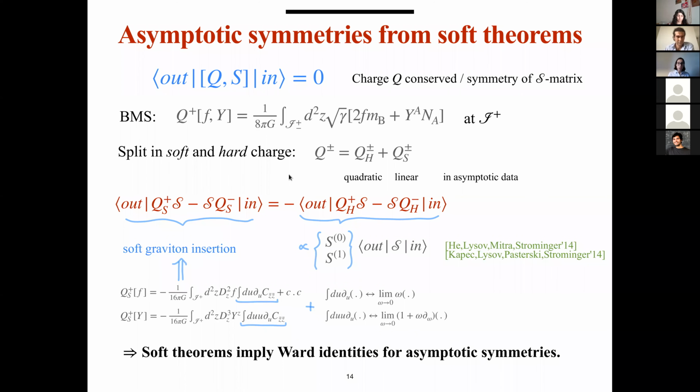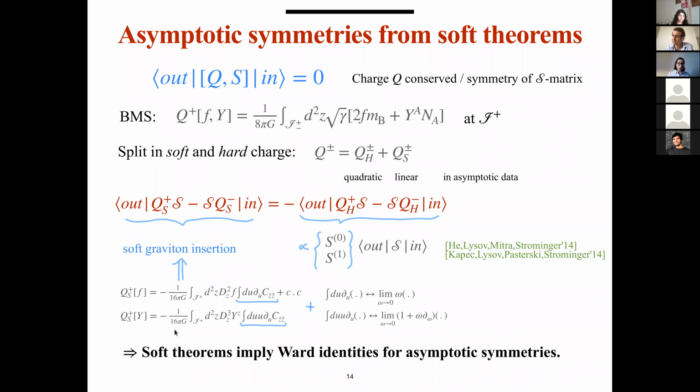And what we want to do, so we plug in this splitting into this commutator here. And so what we want to do is we want to show that the left-hand side here involving the soft charge corresponds to the insertion of a soft graviton. And the right-hand side, we can compute that, and we find that it's proportional to the soft factors that I've shown you before, times the original S matrix element. And now if one can show that the left-hand side is indeed a soft graviton insertion, then we can use the soft theorem to show that this equality holds. And then that means that BMS is really a symmetry of the S matrix.